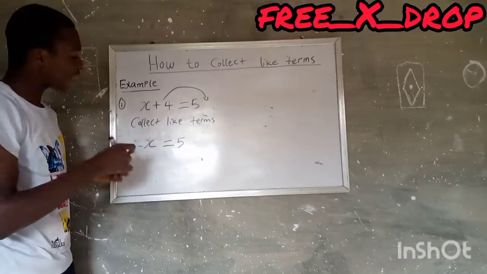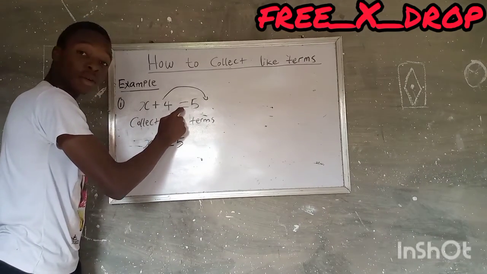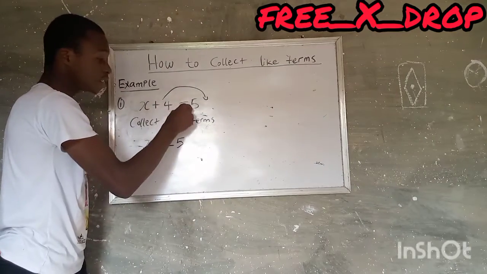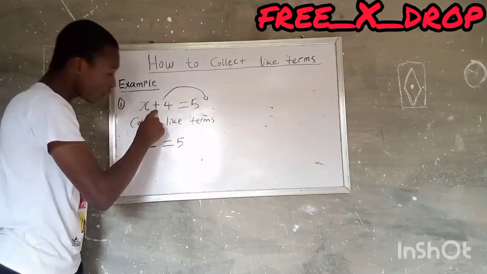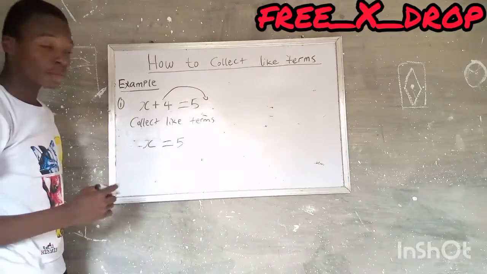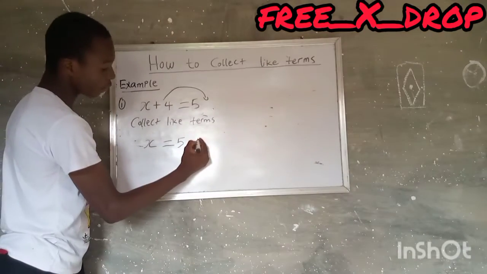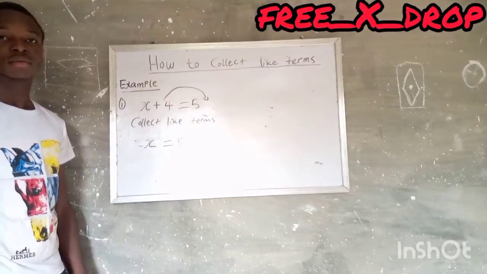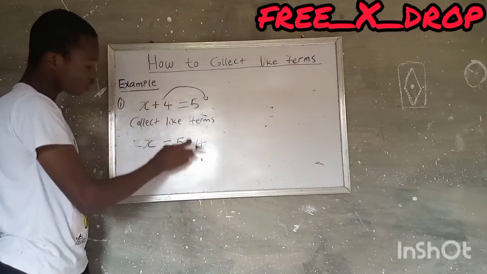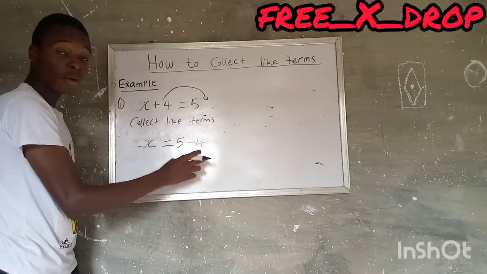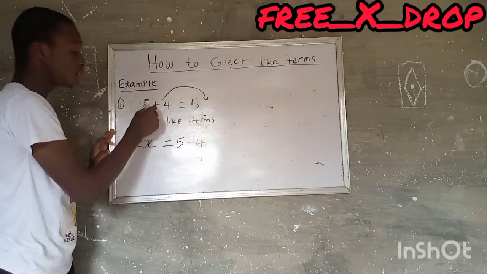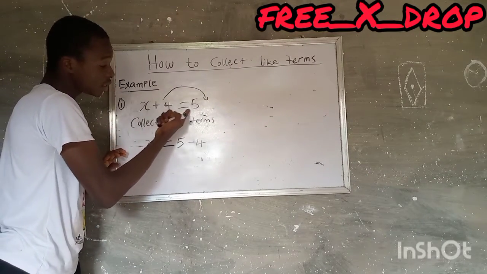Note, when the sign crosses this equal to mark, it changes. Yes, when the sign crosses this equality, it changes. So this plus turns to minus, and then 4 remains 4. 4 does not change. So the plus turns to minus and 4 remains 4. That's the easy way to solve it. When it crosses over, 4 remains 4, the sign changes because it is crossing this equal to mark.